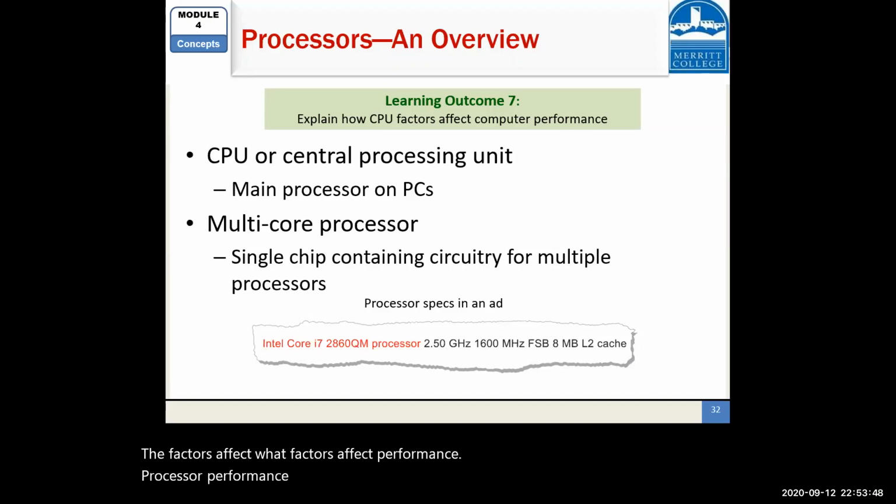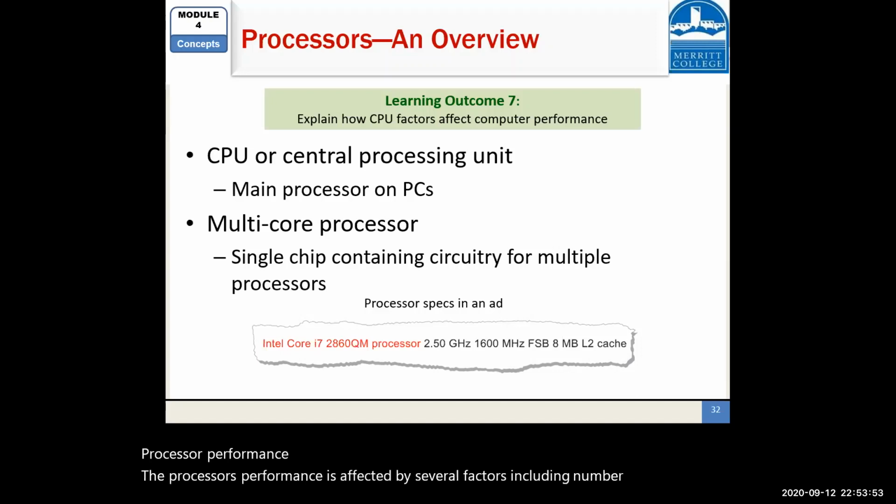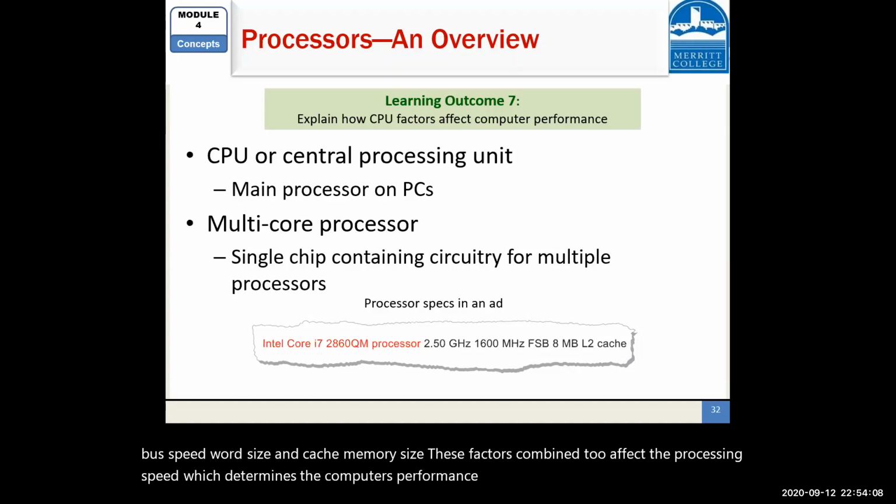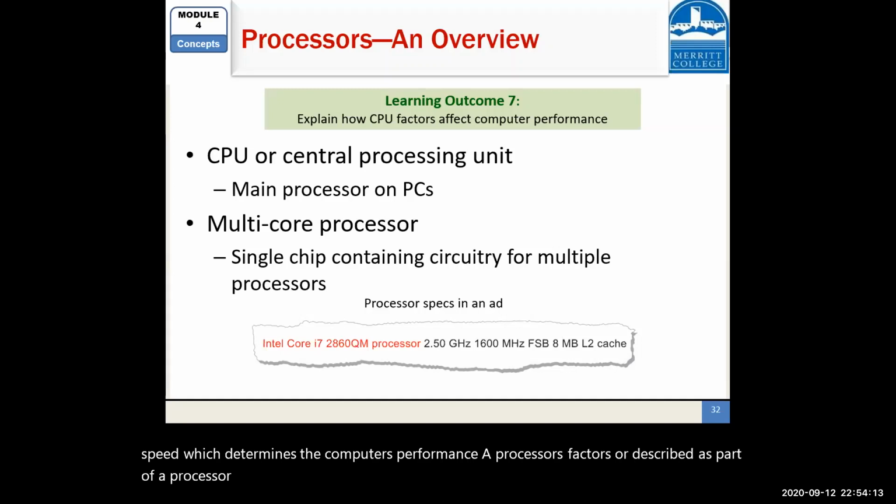The processor's performance is affected by several factors, including number of cores, clock speed, bus speed, word size, and cache memory size. These factors combine to affect the processing speed, which determines the computer's performance. A processor's factors are described as part of a processor's specifications. A processor's specifications, or specs, are available on the manufacturer's website. What do processor specs tell me about the processor?